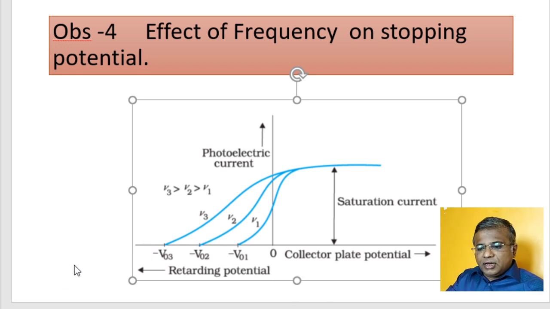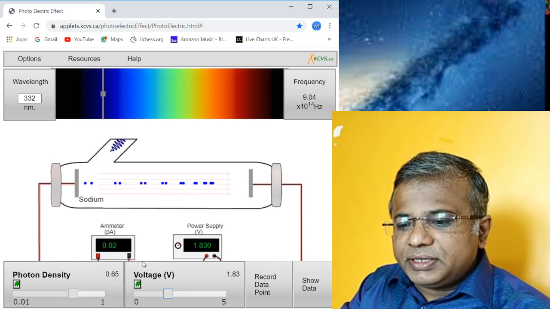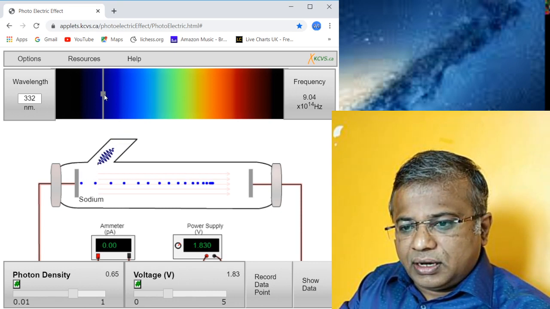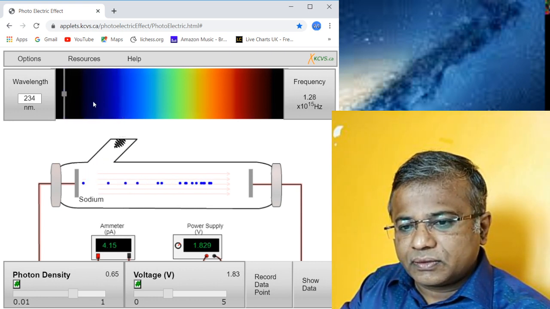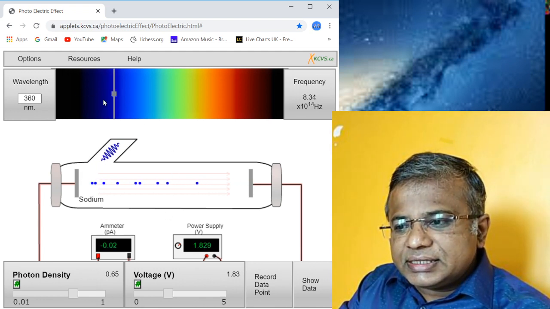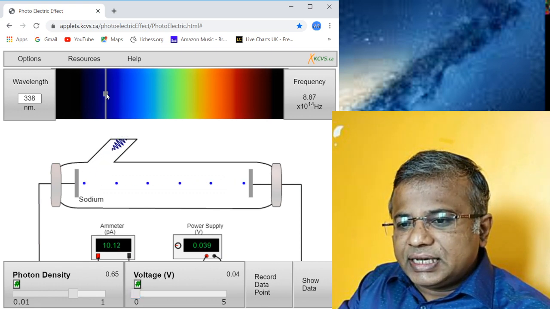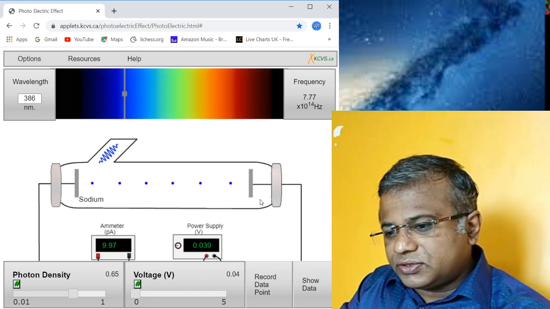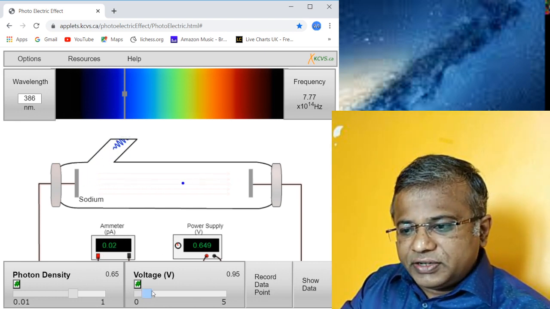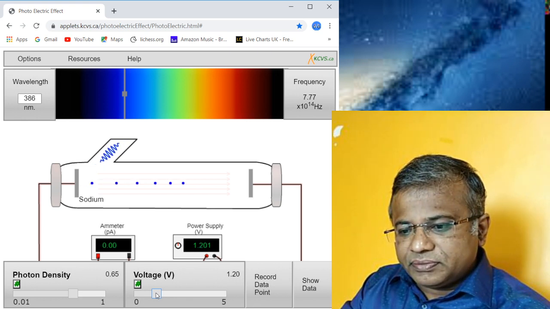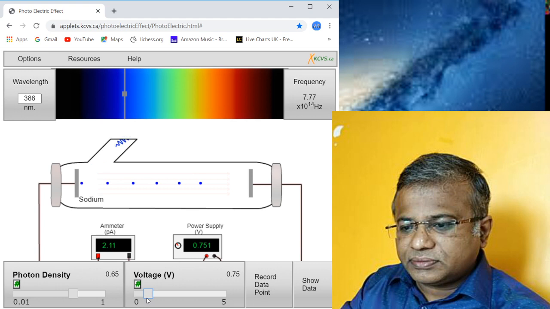So if you just see the app over here, what I'll do in this particular app is, say for example, I just start increasing the frequency. You can see here, I can just change the frequency. First of all, I'll take the stopping potential very less. Now you can see electrons are coming. I'll keep this frequency at this particular point. The electrons are moving. Now I'll start increasing the stopping potential. See, there is a current over here. I'll further increase the stopping potential. Somewhere at this point, the electrons have stopped.